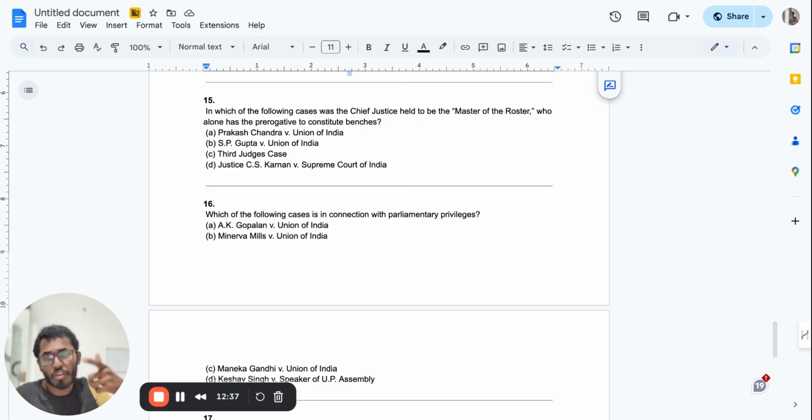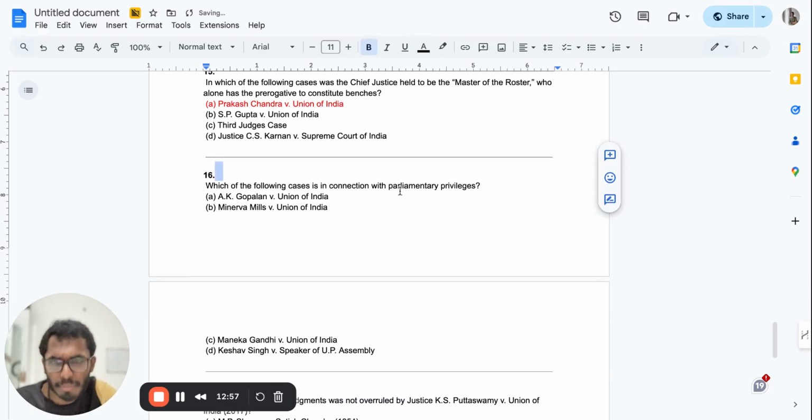So learn about this Master of Roster because questions are coming again and again over here. In which of the following cases was it held that the Master of Roster alone has the prerogative to constitute benches? It was decided in the case of Prakash Chandran versus Union of India. Please do learn it. Keep on practicing.